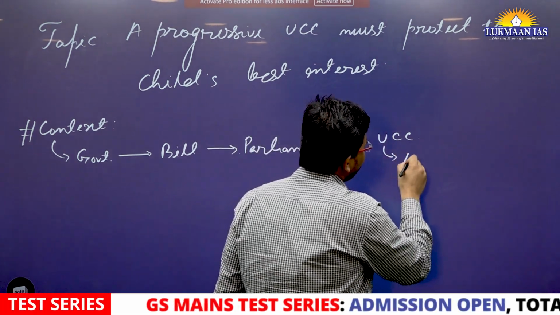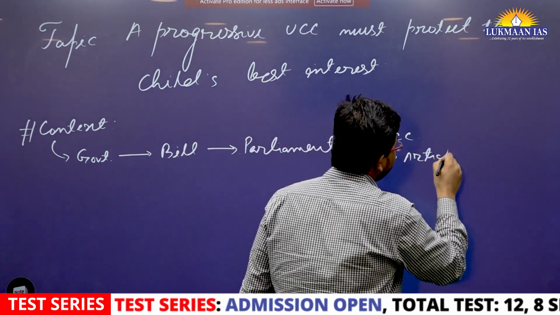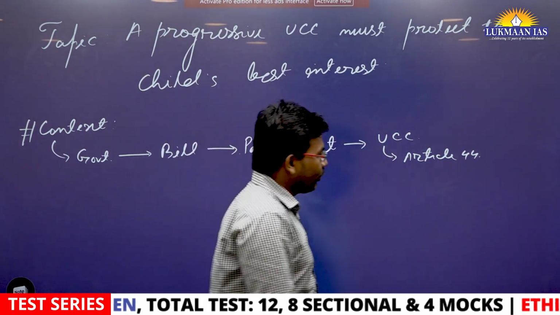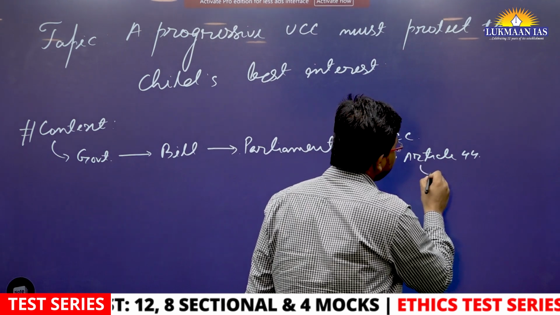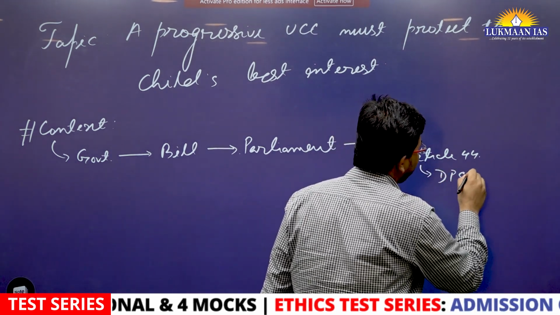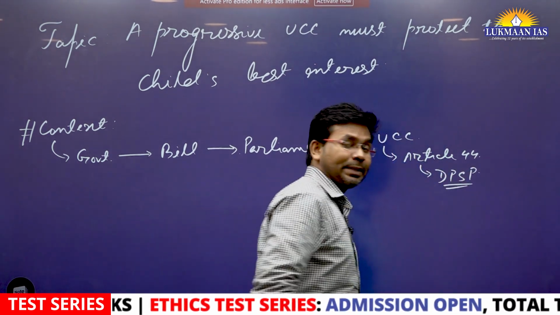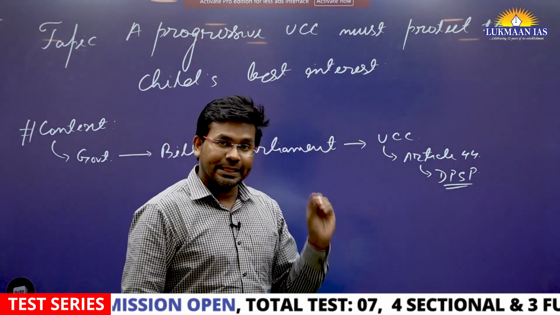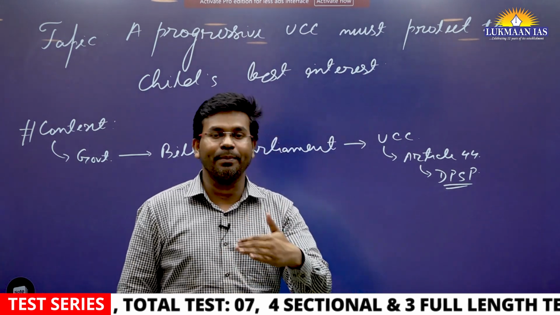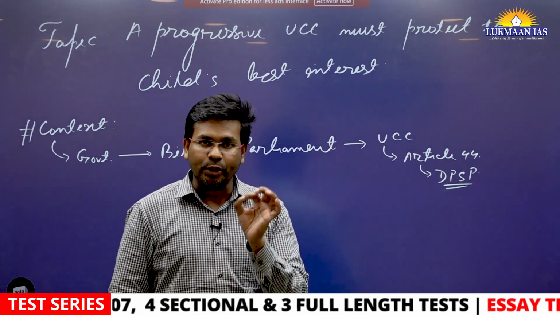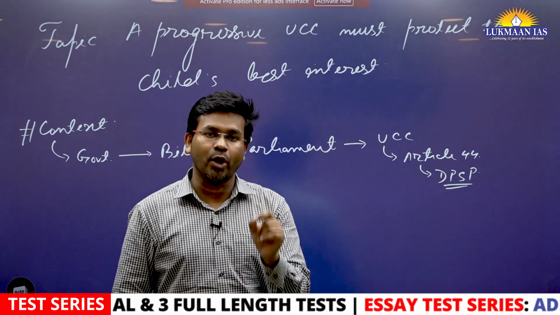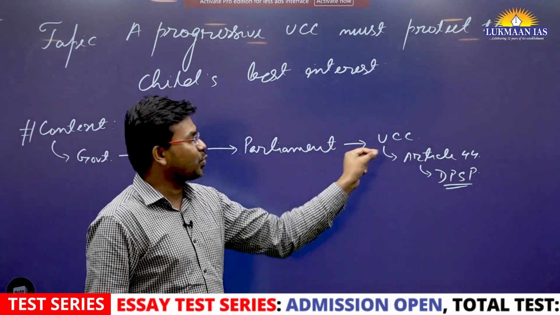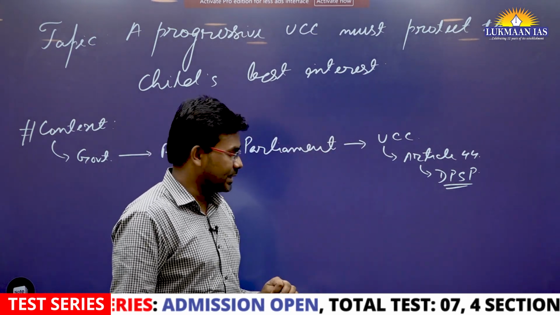This Uniform Civil Code is mentioned under Article 44 of the Constitution of India. So Article 44 of the Constitution of India comes under Directive Principles of State Policy. Directive Principles of State Policy are those principles, right, that the state governments and the central government should keep in mind while framing any law, while framing any legislation. So this is one of the Directive Principles of State Policy.